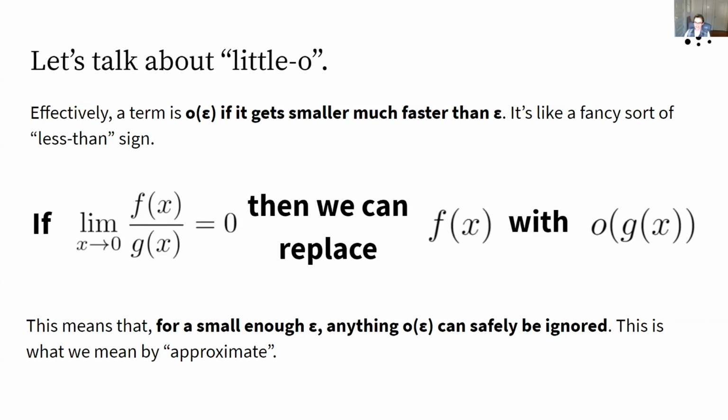If, as x gets small, the ratio of these two functions goes to 0, then we can replace f of x with little o of g of x, which says f of x is less than g of x in this sense. This means that for a small enough epsilon, anything little o of epsilon can be safely ignored. So this is what we mean when we say that this derivative allows us to approximate the original function.